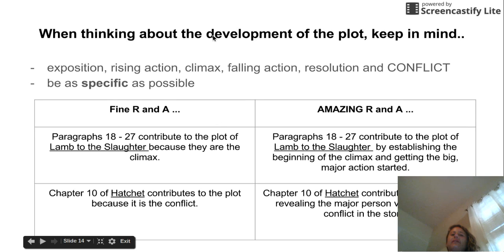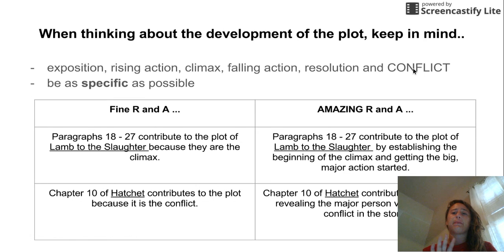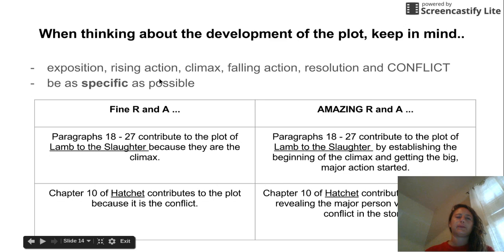So when thinking about the development of the plot, keep another couple tips in mind. There is the exposition, rising action, climax, falling action, resolution, and conflict. Even though conflict is not one of those 5 plot parts, it still is a part of our plot, so it's okay to use that as an answer. And then be as specific as possible. So again, here would be a fine or a decent R and A to your RAGE: paragraphs 18 and 17 contribute to Lamb to the Slaughter because they're in the climax.